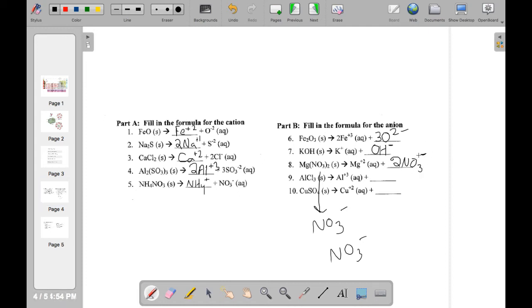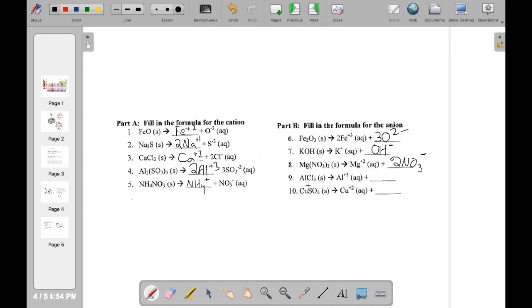minus. People might also get this wrong. They might start combining these charges. Oh, this is minus 2. There's 2 of them. You don't need to do that. This is telling me I have 2. NO3s are both a minus 1 charge. All right. Almost there. Remember, you got to put aqueous there.